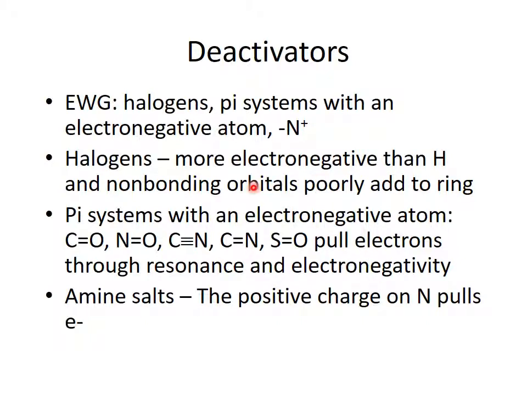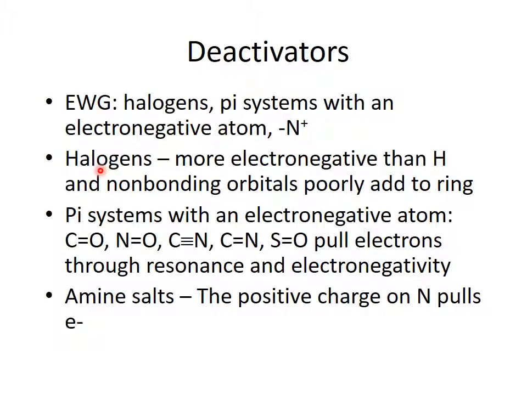We've seen that some substituents are activators, ortho-para activators, and ortho-para deactivators. Now we're going to look at the meta deactivators. All of the electron withdrawing groups, the halogens, the pi systems with an electronegative atom that is second from the ring, or a substituent that has a positive charge, all of those are going to be electron withdrawing groups.